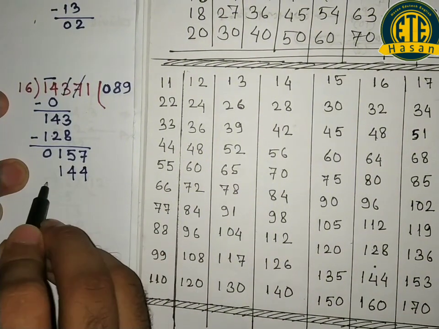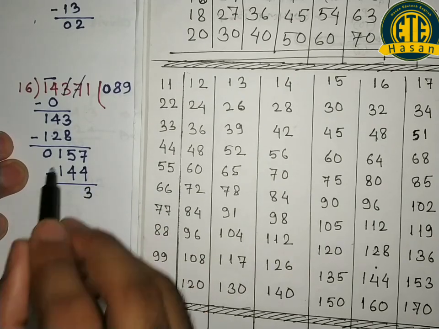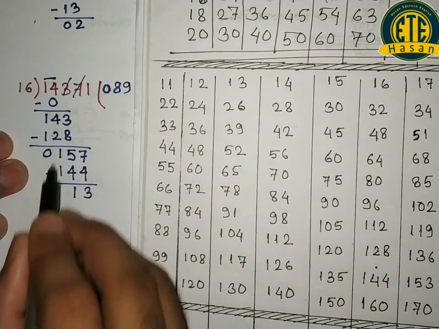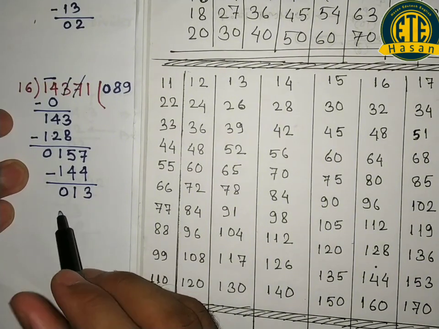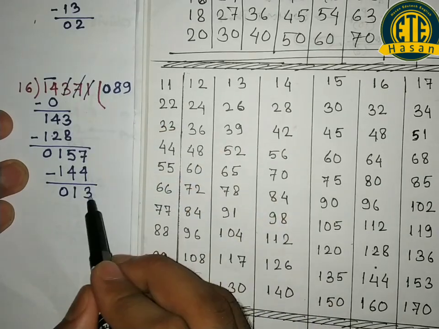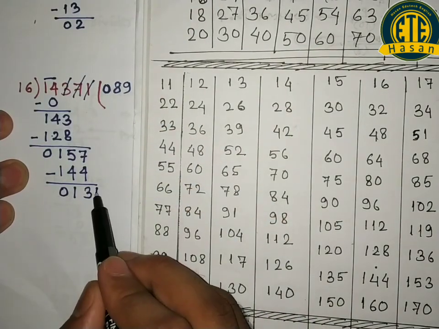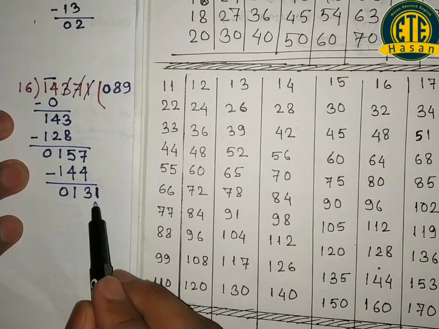144. Now subtract it. 7 minus 4 will be 3. 5 minus 4 will be 1. 1 minus 1 will be 0. After subtracting, we have to write down our next number. Here the next number is 1. Write down 1 here. Here I have got 131.